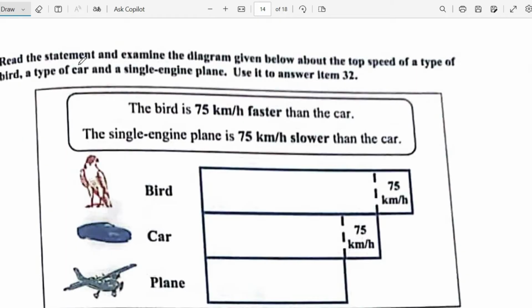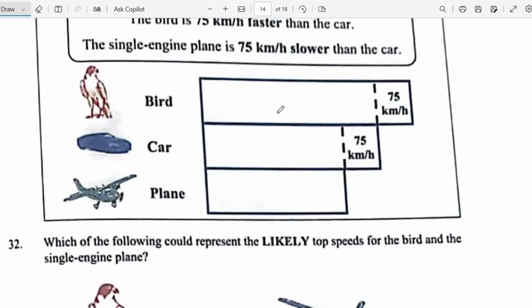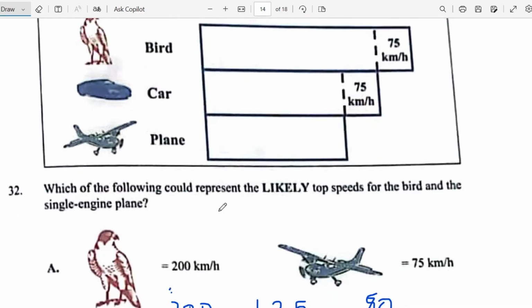Read the statements and examine the diagram given below about the top speed of a type of bird, a type of car, and a single engine plane. Use it to answer item 32. So the bird is 75 kilometers per hour faster than the car, and the single engine plane is 75 kilometers per hour slower than the car. So here is the diagram that represents the information above. So which of the following could represent the likely top speed of the bird and the single engine plane?